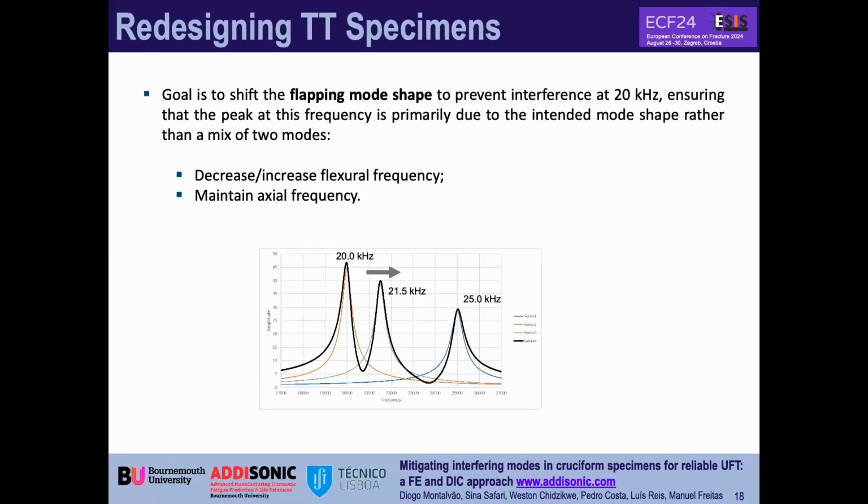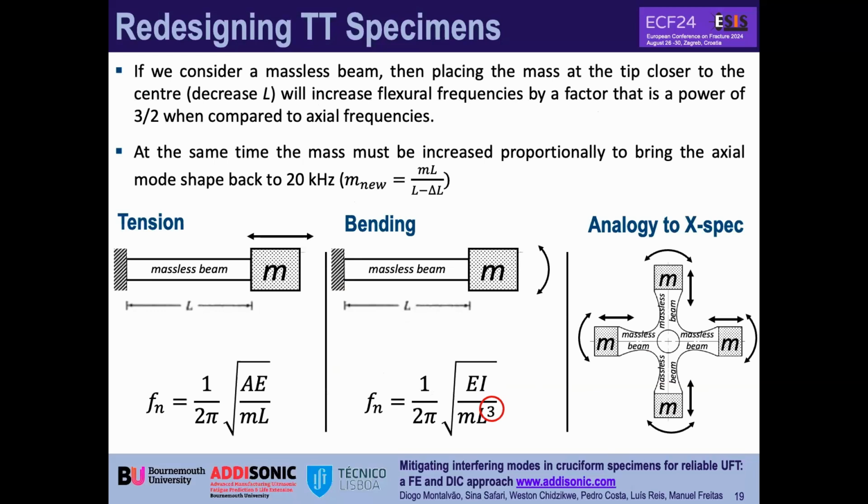So the goal here is to shift the flapping mode to prevent interference at 20 kilohertz, ensuring that the peak at this frequency is primarily due to the intended mode shape rather than a mix of two modes. So it means that we should decrease or increase the flexural frequency, and at the same time we should keep the axial frequency, of course. So how to solve it? Well, our proposal is this one.